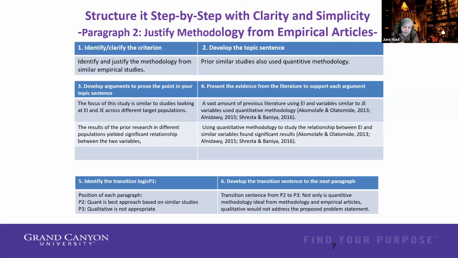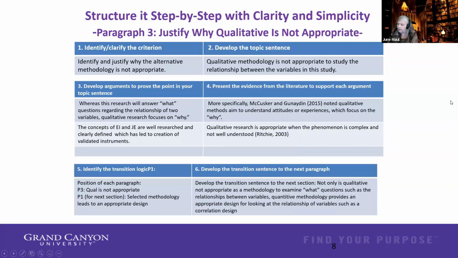And then finally, there's a transition in step 5, one more time. This was based on similar studies. The next section asks them to identify why qualitative is not appropriate. So the transition was, not only is quantitative methodology ideal for methodology and now empirical articles, qualitative would not address the proposed problem statement, which then brings them into, they need to get into the last paragraph.